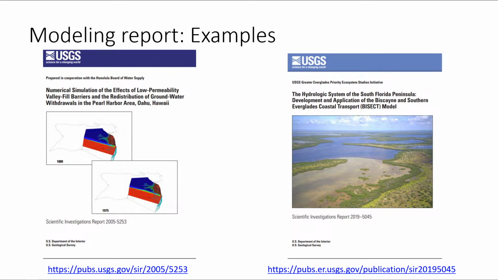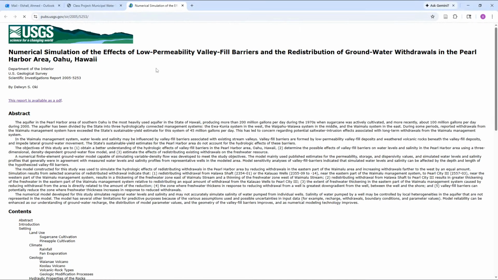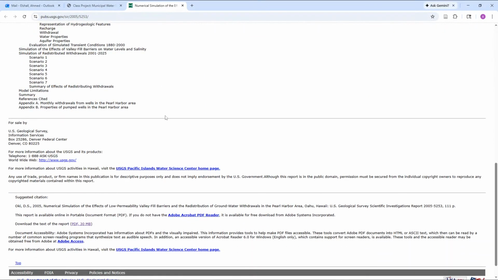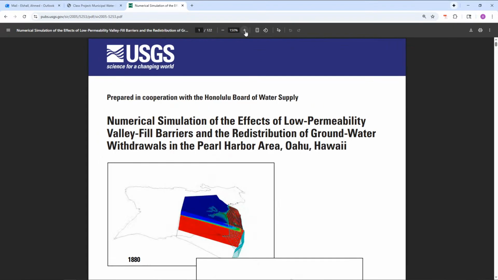Let me just try to get this one. Yeah, let's just look at it together. I usually tell the student, please read any of these, and they don't read it. I mean, I don't know, most probably they don't read it. So I will just want to go through it with you, very quickly.